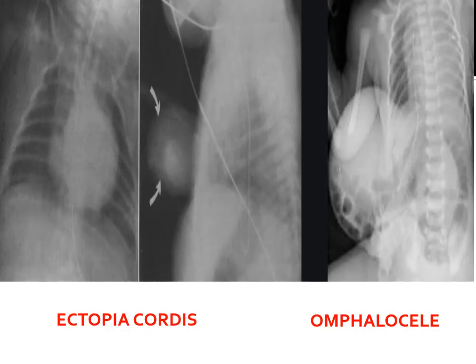So this is a case of ectopia cordis, where we can see that there is a soft tissue density mass anterior to the chest. And this is a case of omphalocele, where we can see that air-filled bowel loops have herniated out of the anterior abdominal wall, and the peritoneal sac is intact.